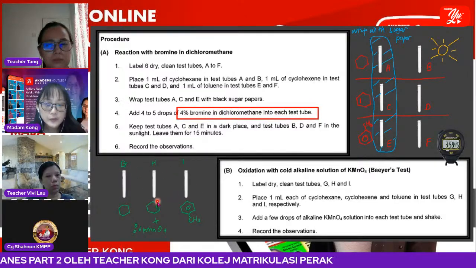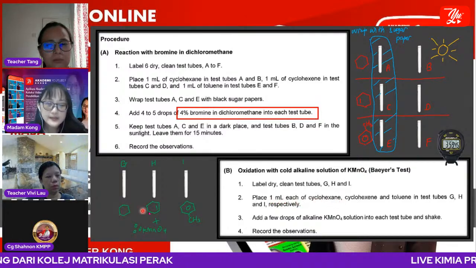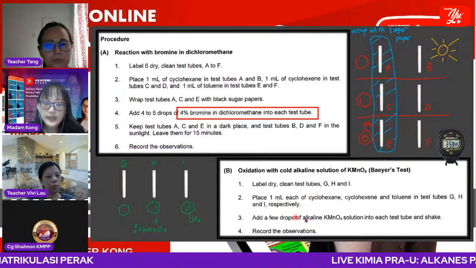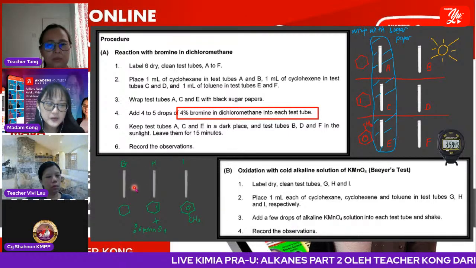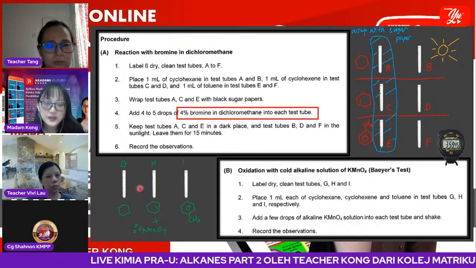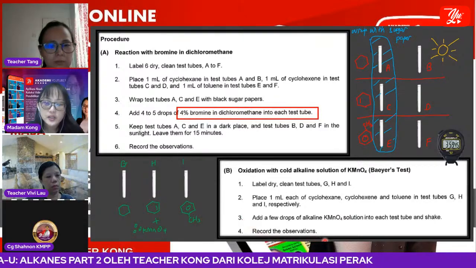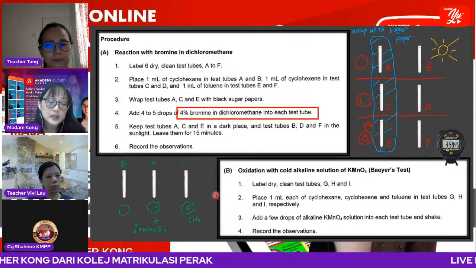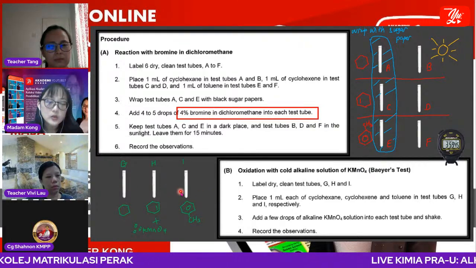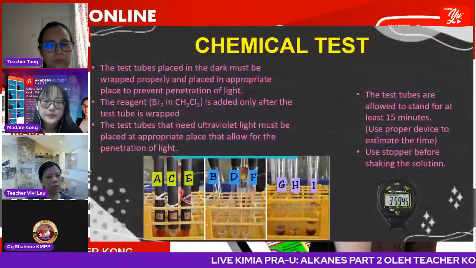Okay, you have to put in 1 mL of, again, cyclohexene, and toluene, and then add with KMnO4. Just now, I showed you this one. You have to show the solution, okay? Then only start to record the observation. Sometimes we have to put this test tube into a water bath to speed up the reaction as well.